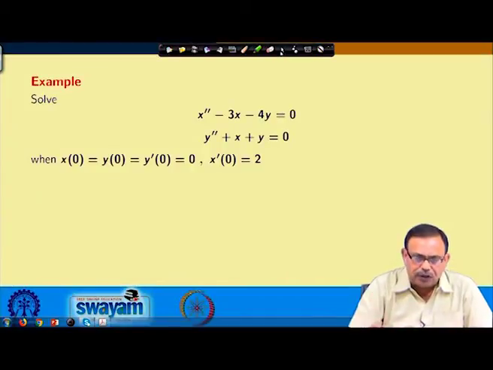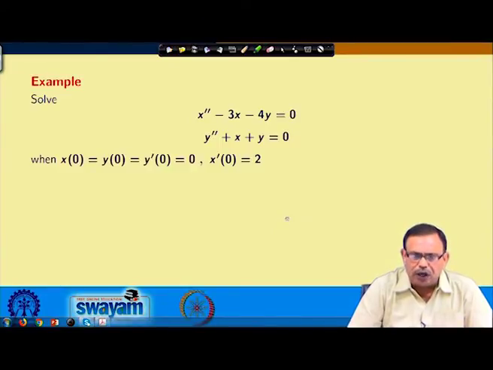So, let us see this one. I want to solve the problem x double dash minus 3x minus 4y equals 0, y double dash plus x plus y equals 0, and the conditions are given as x 0 equals 0, y 0 is 0, y dash 0 is 0, x dash 0 is 0. So, the conditions are given at t equals 0 for x, y, x dash and y dash.